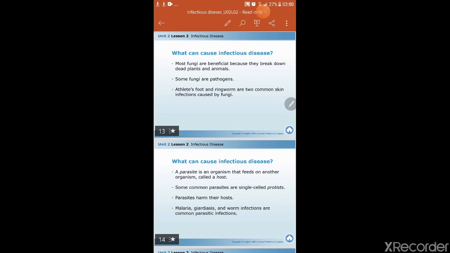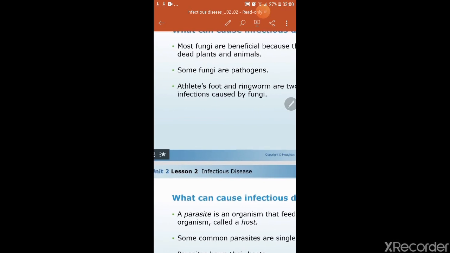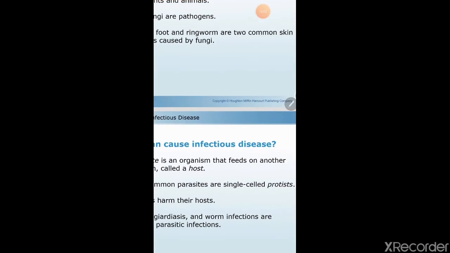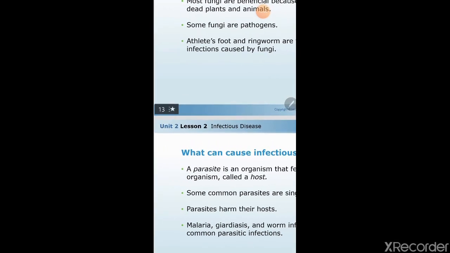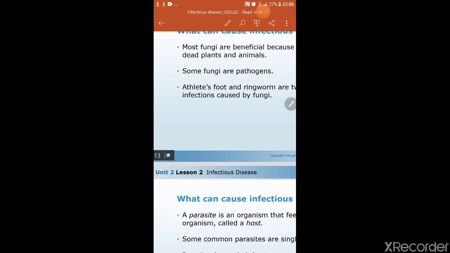Most fungi are useful. Some of them are used as food, like mushrooms, but there are also some fungi that cause infections, such as the type of fungi that cause athlete's foot and ringworm. They are common skin infections caused by a fungus called tinea.